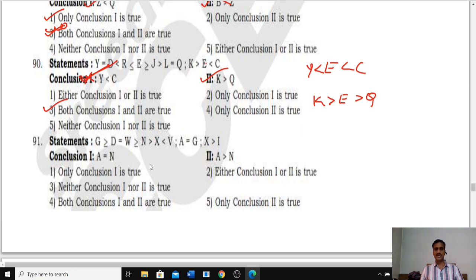91, the relation between A and N. A ikkada undi, N ikkada undi. A ki N ki madhyalo which is common here? G is. A ki N ki madhyalo G is common.